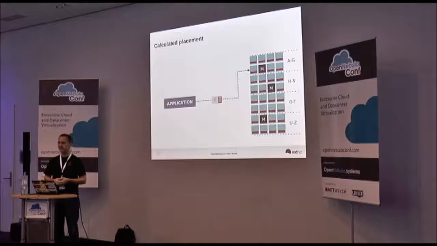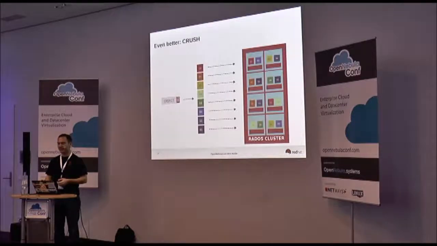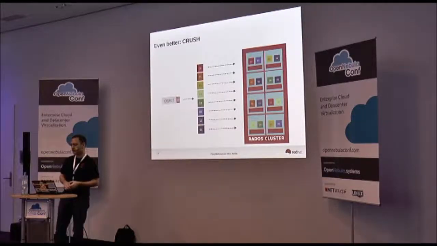The trouble with that is, if I was dividing up my object space and putting A to G in this particular place at the top, what would I do if one of these OSDs in the top area became unavailable? How would I make a decision about where else I could put it? So we need something a little bit better than that, and this is an algorithm called CRUSH.